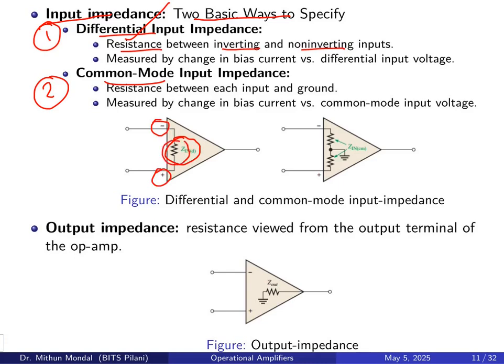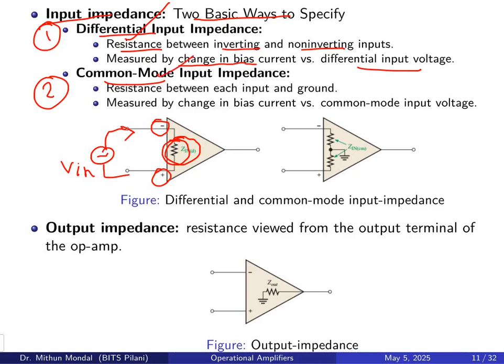We try to measure this resistance in the differential input impedance, and this is measured by change in bias current versus differential input voltage. So whatever input we are giving here, which is differential, whatever the current is flowing, the ratio of that will give you the input impedance under the differential condition.